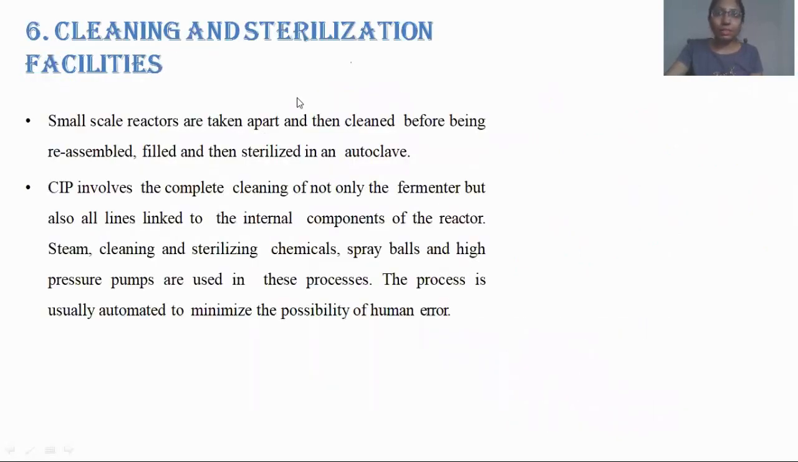Now, cleaning and sterilization facilities. The small reactors, if you are working at lab scale or pilot scale, are reassembled, filled, and then sterilized in the autoclave. But what about those huge reactors? Okay, so they are sterilized internally. That means they have internal sterilization available, and the process is usually automated to minimize human error.